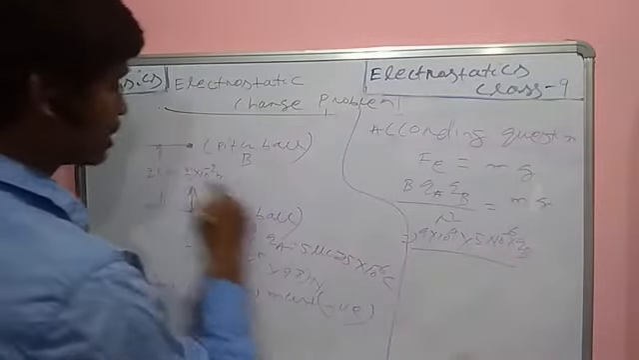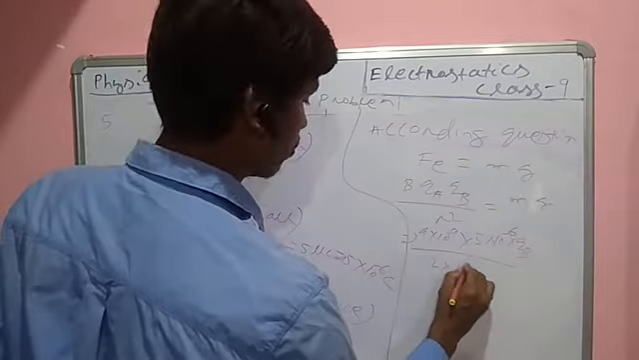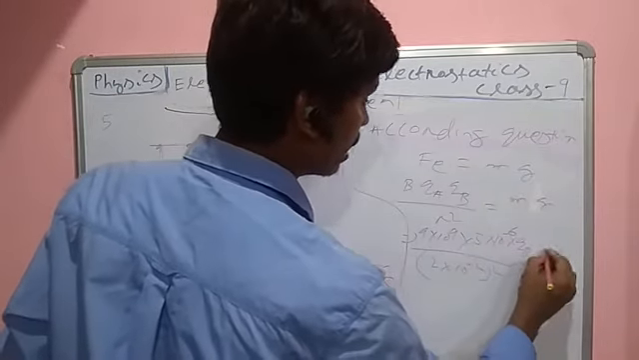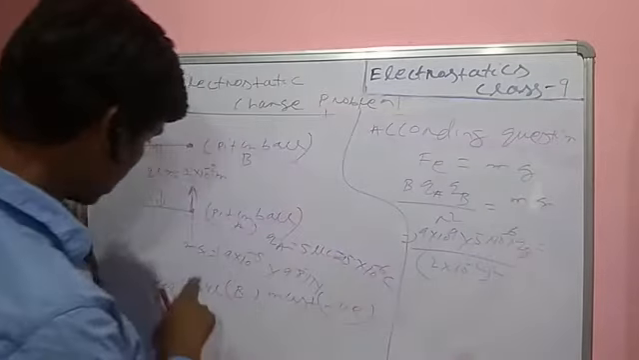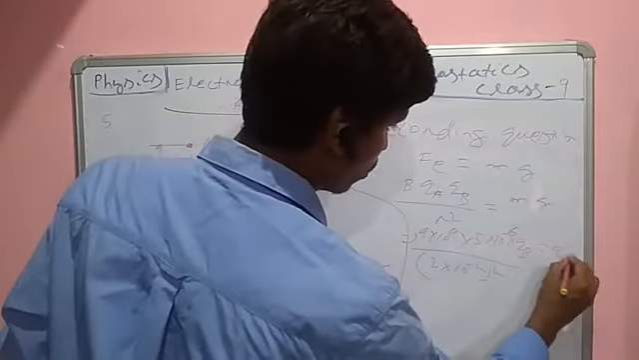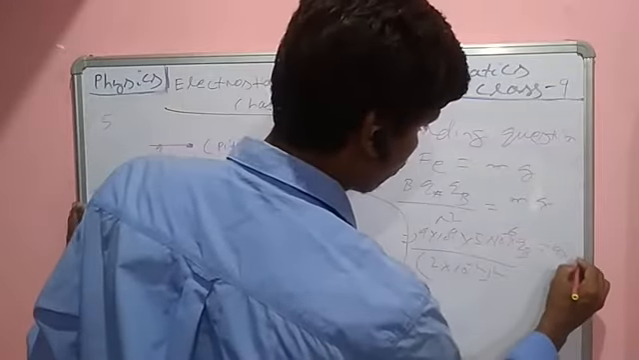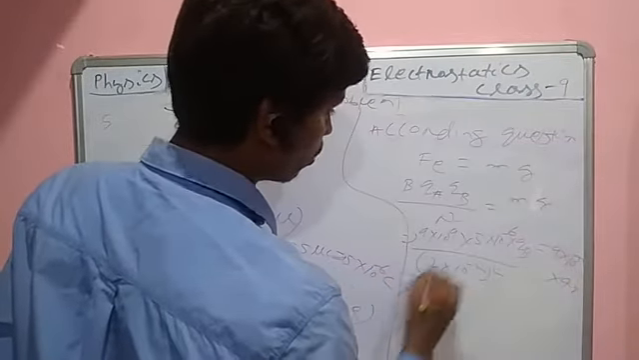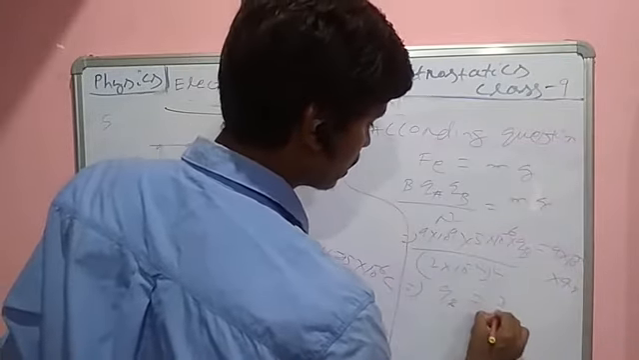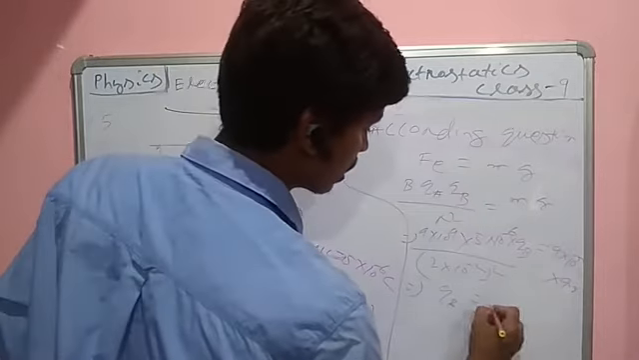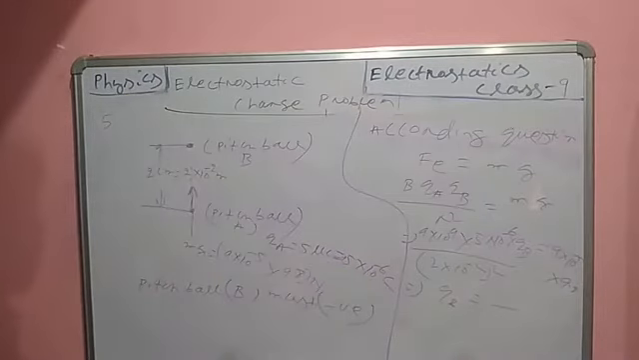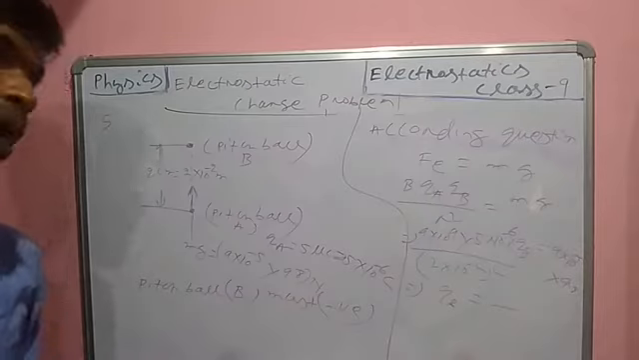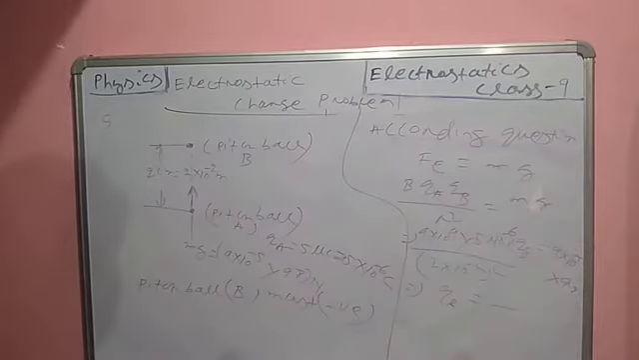R is 2 into 10 to the minus 2 meter, square, is equal to m. mg means 9 into 10 to the power 5 into 9.8. So you have to find out QB. Yes, QB. Yes or no? Then after, this is the question number 5. Then after, question number 6.